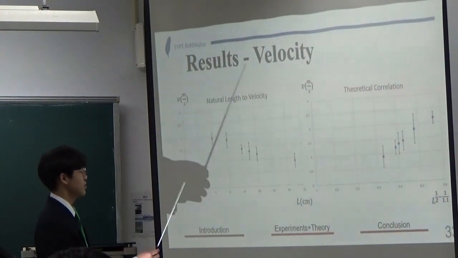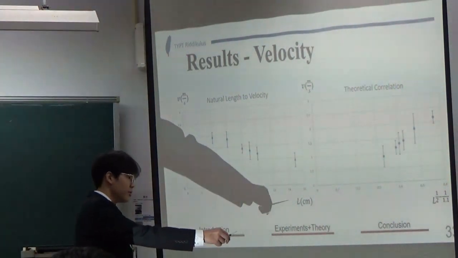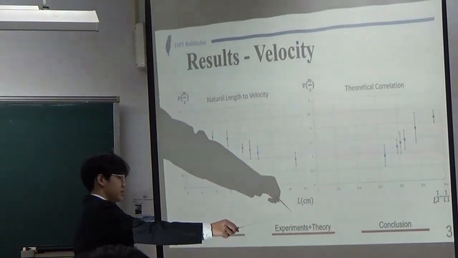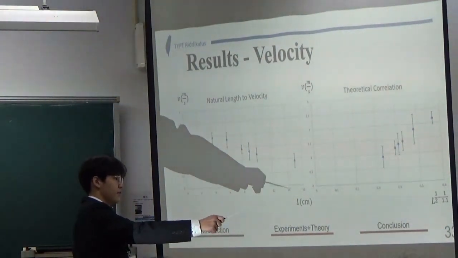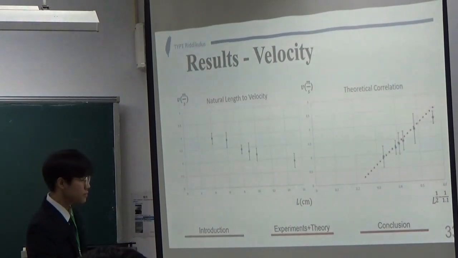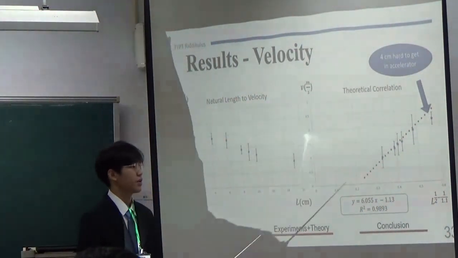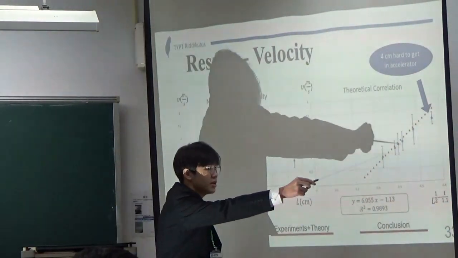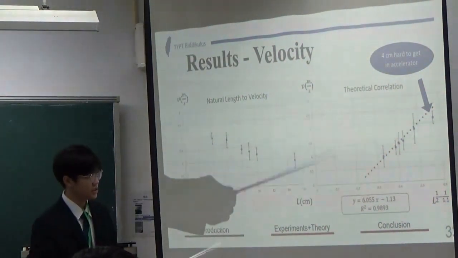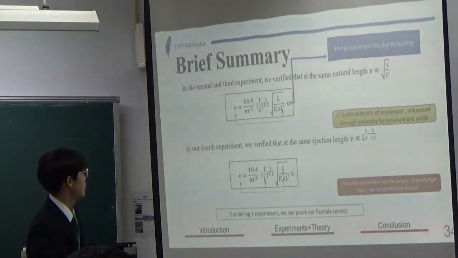And now this is the result for velocity. As you can see, the minimum force to break the spaghetti is dependent on the length. So as the length decreases, the velocity decreases. And we draw this picture according to our theory. There is some deviation at 4 cm, and this is because 4 cm is hard to get into the accelerator. And now is our brief summary.